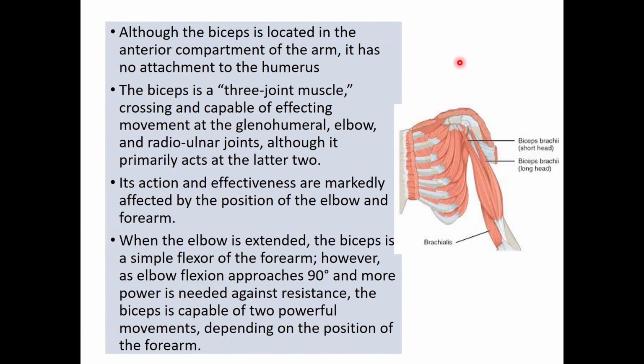Although the biceps is located in the anterior compartment of the arm, it has no attachment on the humerus. You have seen here that it originates from the scapula and inserts over the radius. So it is not attached to the humerus bone.